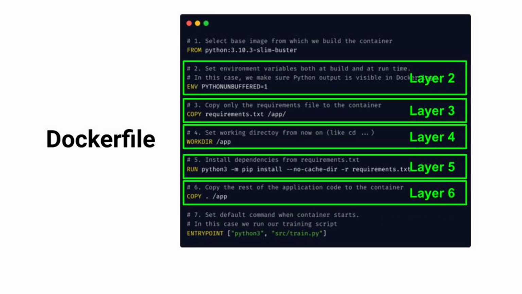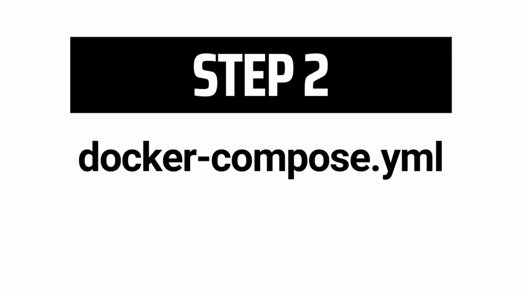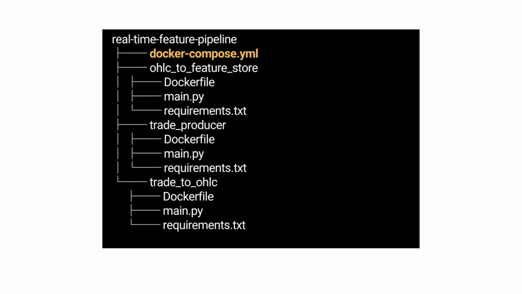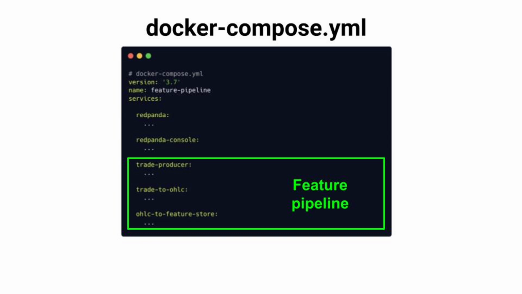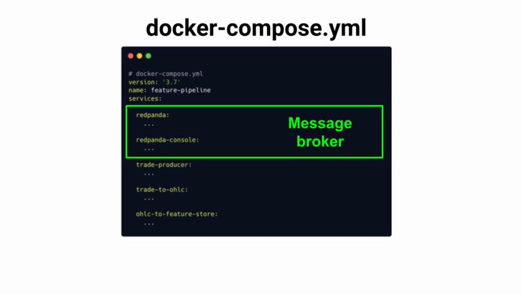In between, there are essentially build steps, which are copying files and installing the necessary dependencies for your code to run. Step 2. Write the Docker Compose YAML file. The Docker Compose YAML file is a file that you write and commit at the root of your directory. In it, you specify the list of services that you want Docker to build and run for you. In this case, for example, we have 5. 3 of them are the 3 steps of our pipeline, and then we have 2 extra services that we need to run Red Panda locally in our computer.